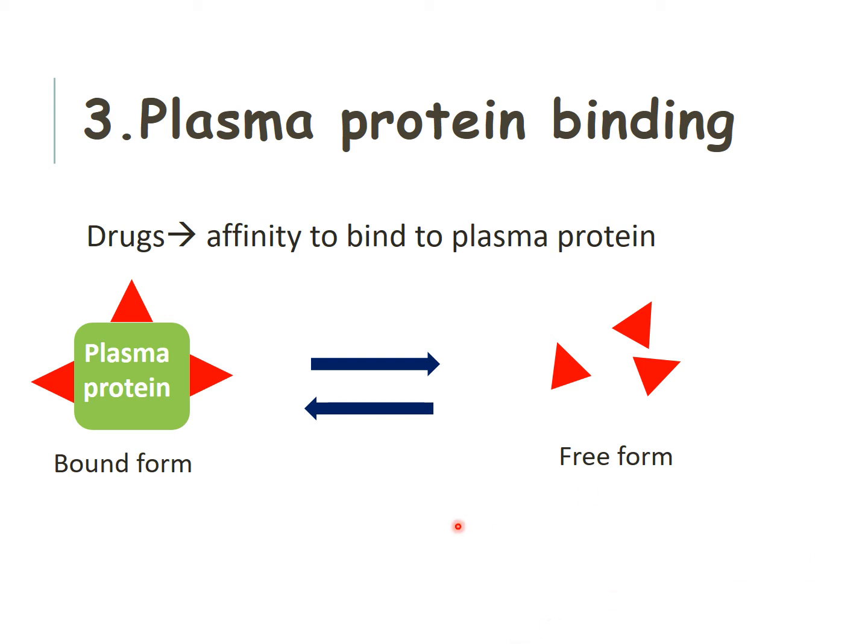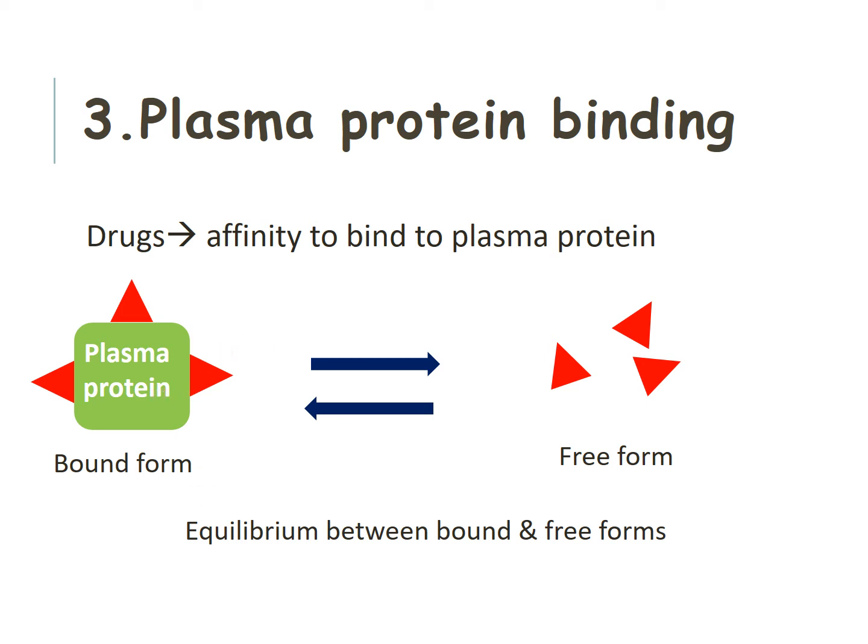So the drug has an affinity to bind to the plasma protein. You can see here there is a plasma protein and some drug is attached to it, so it is in the bound form. Some will be in the free form. Some will attach to the plasma protein and the rest will lie free in the plasma. An equilibrium is attained between the bound and free forms. So if one of the free or bound drug moves to tissue, then the free form will attach to this protein.